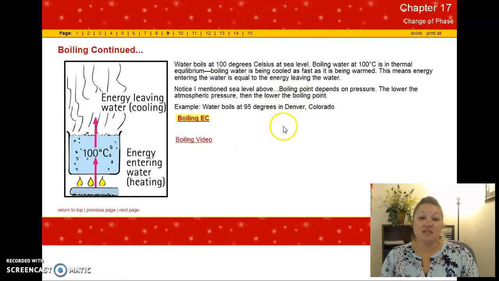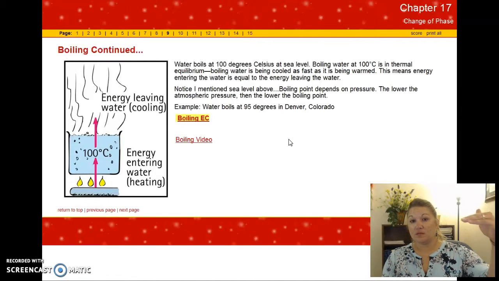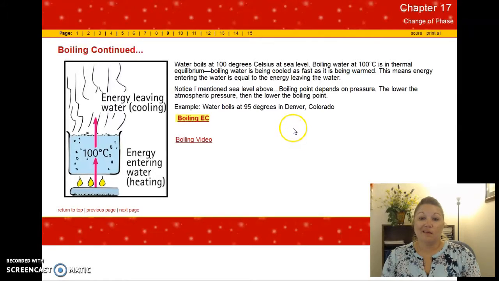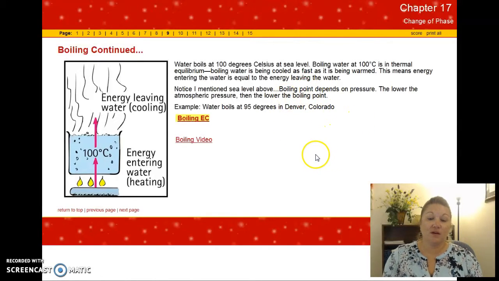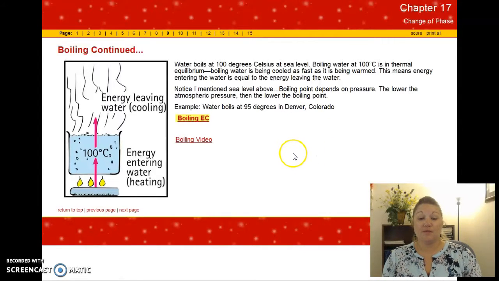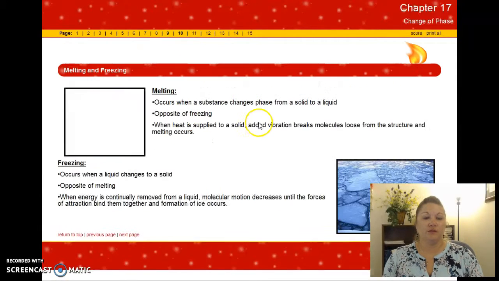Now I mentioned sea level, right? Now remember I told you that the phase of matter depends on pressure, right? Well, what happens when you get higher in elevation? We touched on this a few chapters ago. That atmospheric pressure gets less and less. So the less pressure, that means boiling happens sooner, right? Boiling point depends on pressure. The lower the atmospheric pressure, the lower the boiling point. For example, 95 degrees in Denver, which is a mile high, versus 100 degrees at sea level. All right, little video on that for you too.